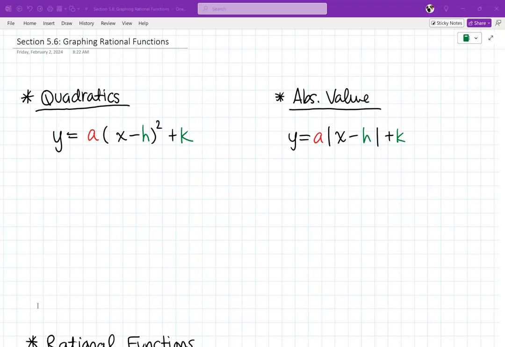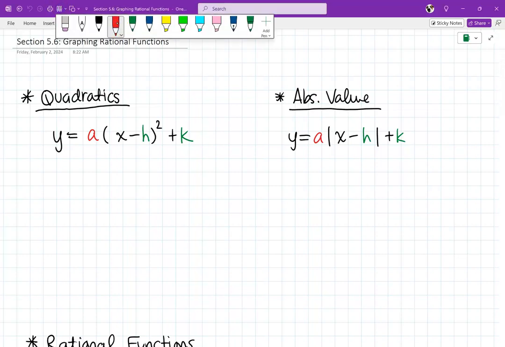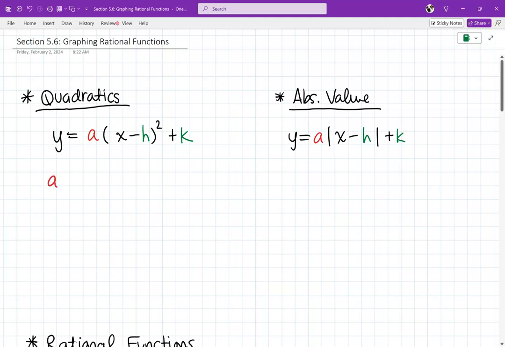So, we learned before that with quadratic functions, A told us if it opens up or down, meaning the graph either looked like this or it looked like this. So the A term, if it was positive or negative, would tell us if it opened up or down. Positive opened up, negative opened down. So I'll put a little plus sign here and a minus sign, just so that we know that. So the A term tells us if it opens up or if it opens down.